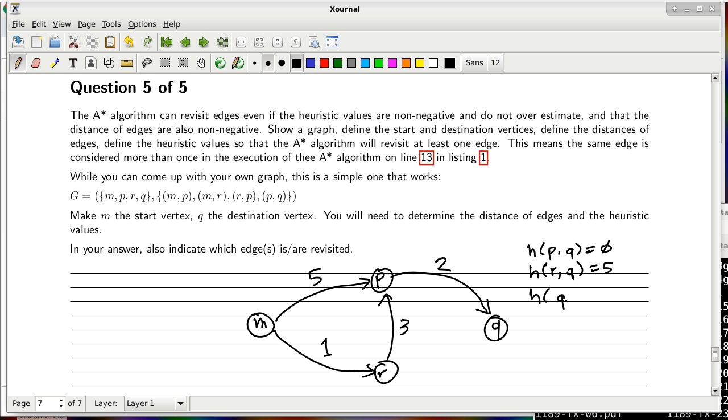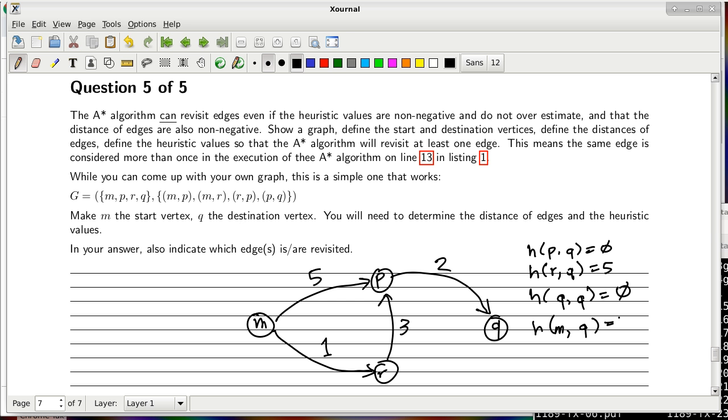Do you really have a choice with this one? It has to be 0, right? Because it cannot overestimate, and it has to be non-negative either. So this has to be 0. Okay, fine. What about this one? This is the last heuristic value you have to come up with. But why is this one irrelevant? Because you don't have a choice.